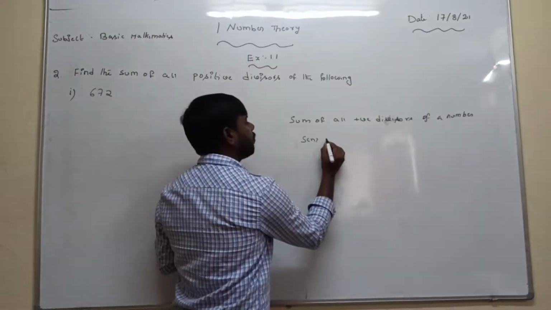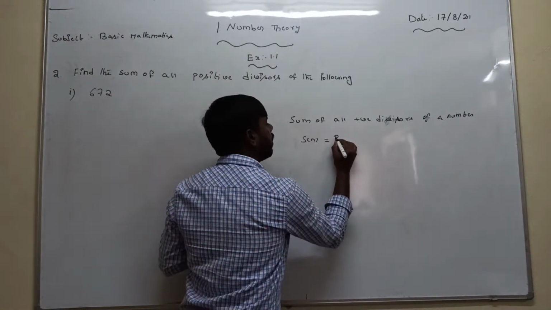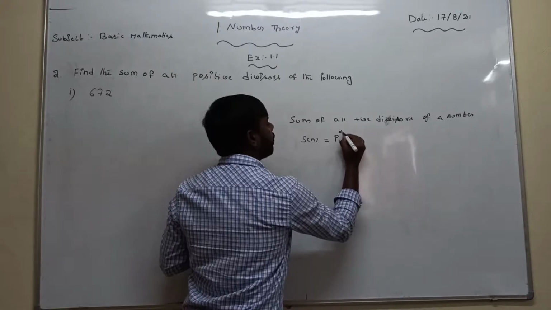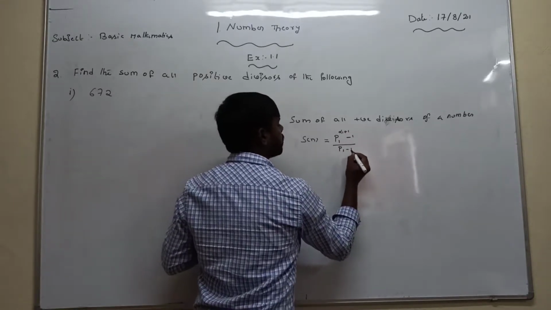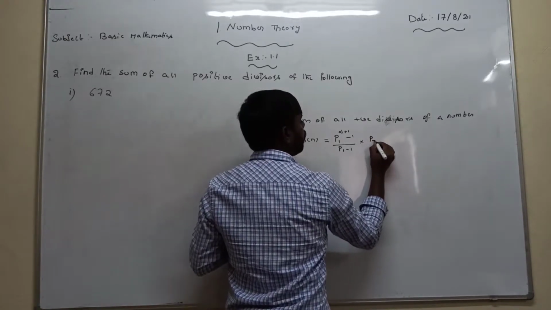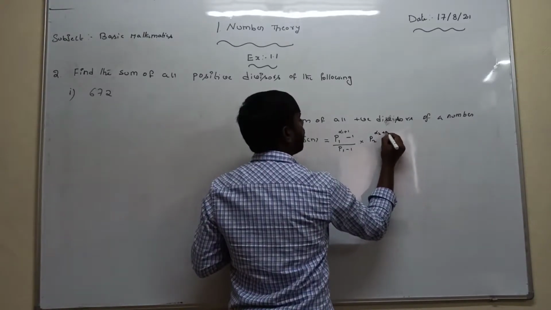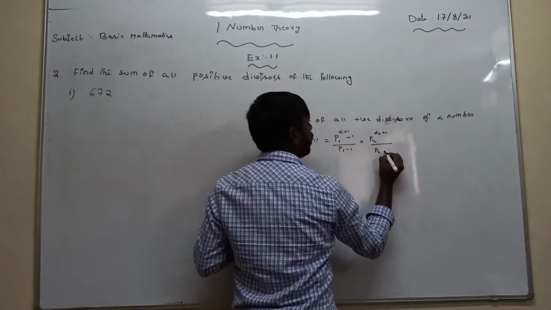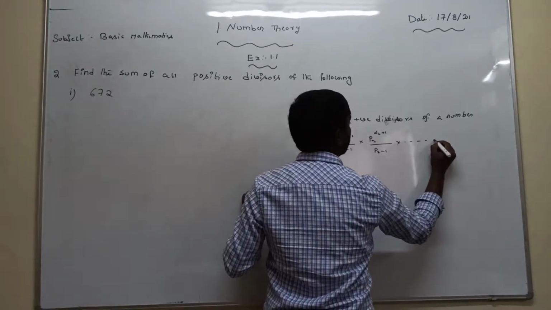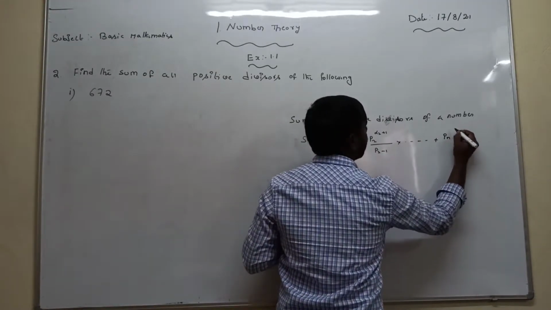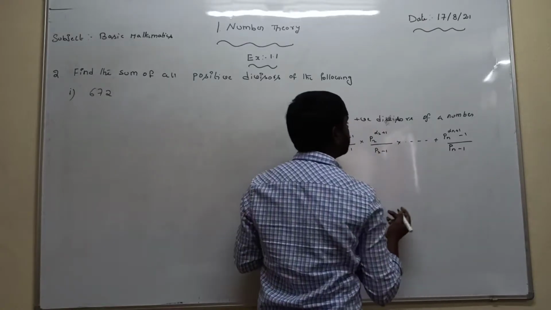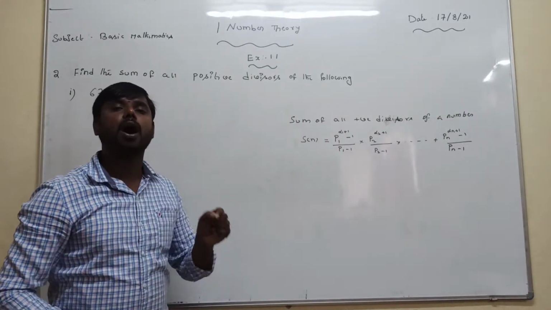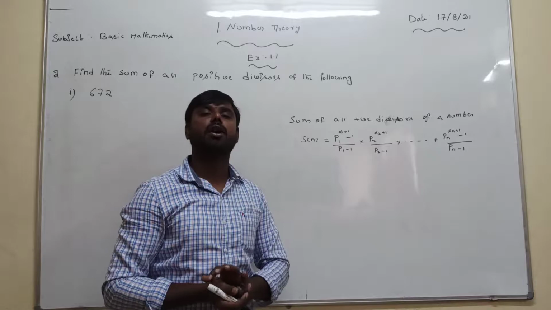The formula is S of n equals P1 power of alpha 1 plus 1 minus 1 divided by P1 minus 1, into P2 power of alpha 2 plus 1 minus 1 divided by P2 minus 1, and so on, up to Pn power of alpha n plus 1 minus 1 divided by Pn minus 1. This is the sum of all positive divisors of a number.